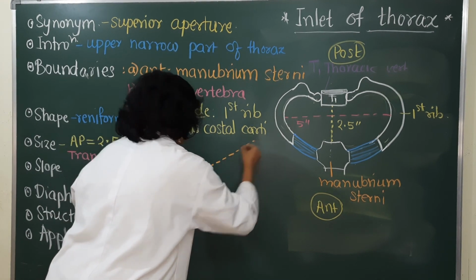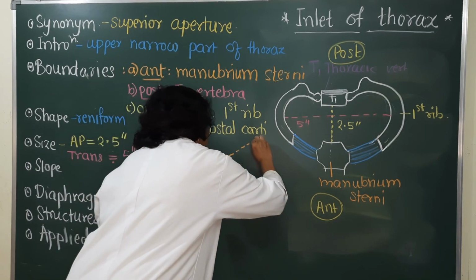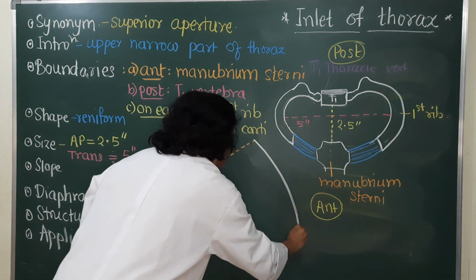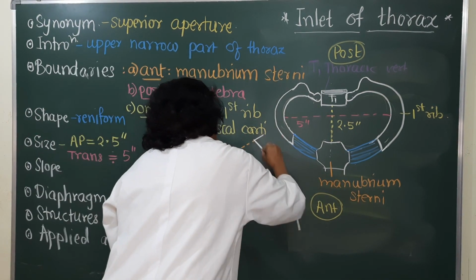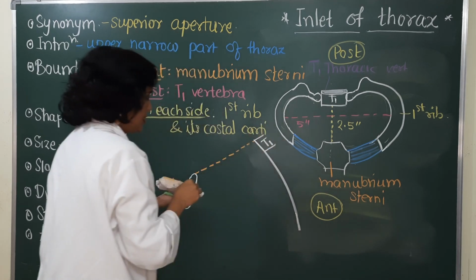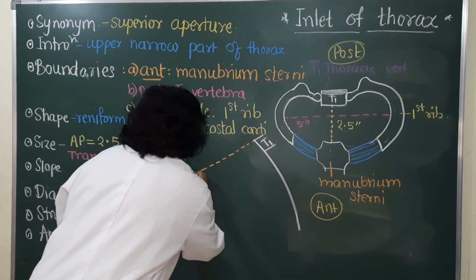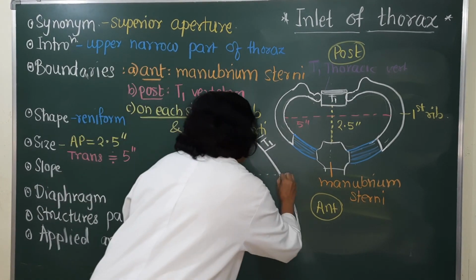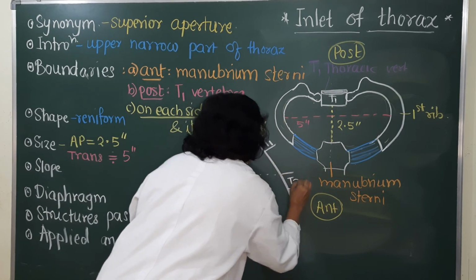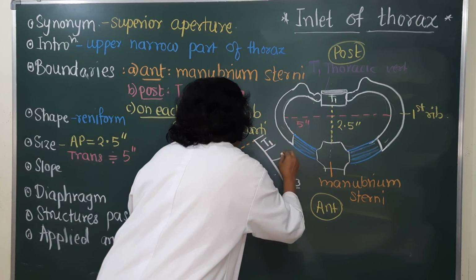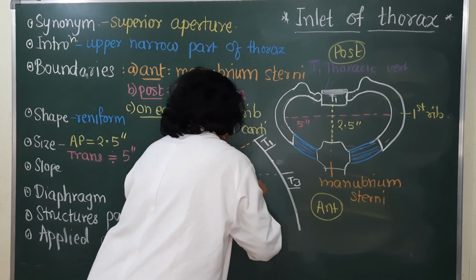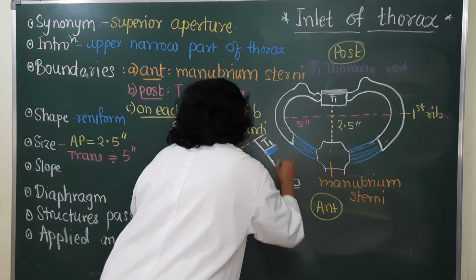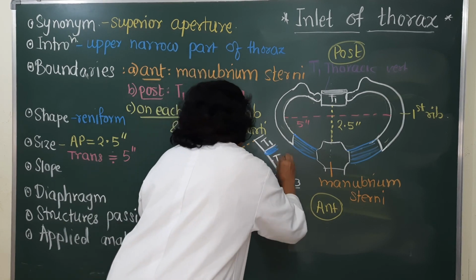Plane of the inlet is like this, and if I draw the thoracic vertebrae, you know the thoracic vertebrae show concavity anteriorly. Accordingly we are drawing. So here you get the first thoracic vertebra. Suppose you draw a line at the upper border of this manubrium sterni, it should reach the upper border of T3 vertebra. Here this is T3 vertebra, and here you get the disc between T1 and T2 vertebra.